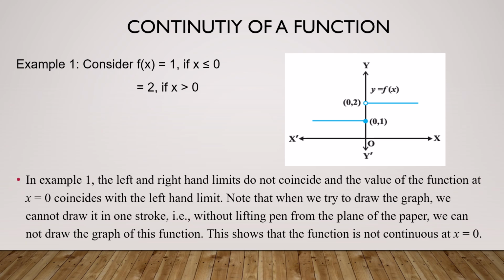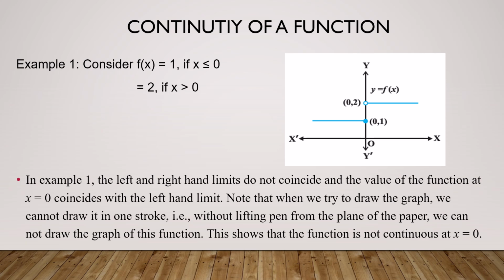That means as x tends to 0 from the left side, you know that the function will take the value 1 by the definition of the function. And as x tends to 0 from the right side, it will take the value 2. So the left hand and right hand limits don't coincide. That means we can say that the limit does not exist at x equal to 0.